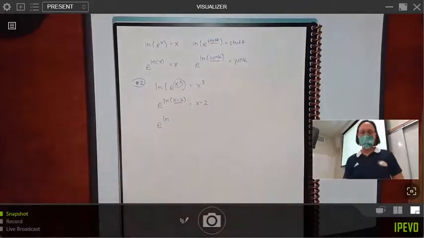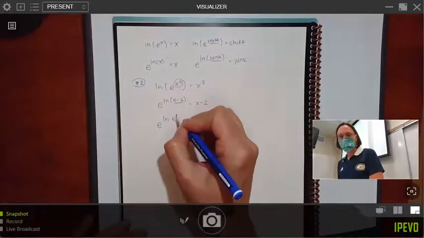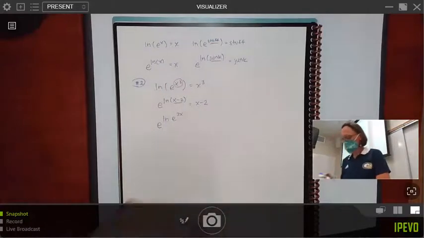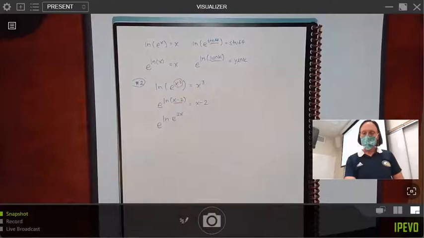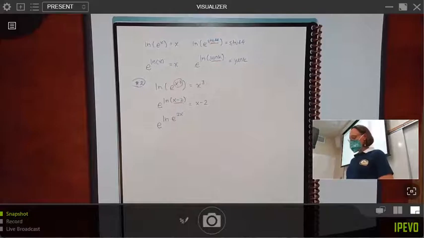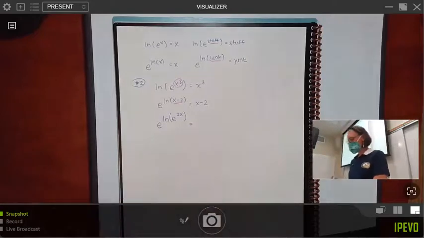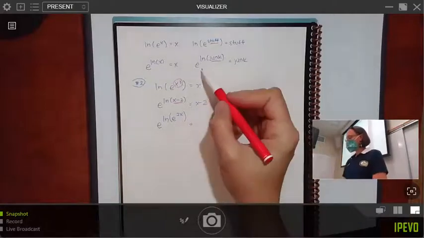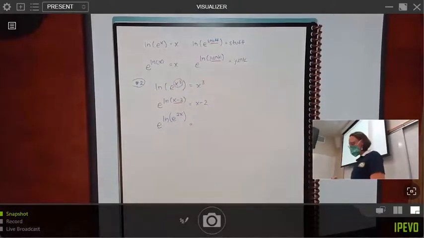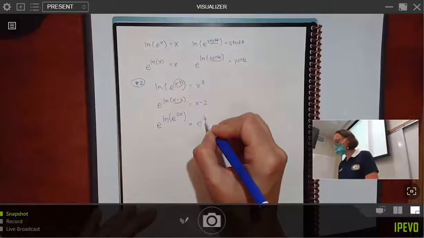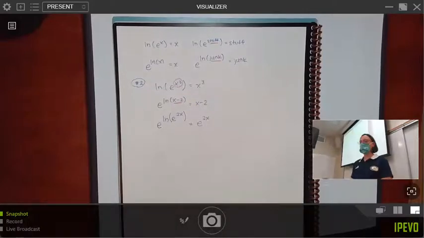e to the ln of e to the x. Well, this guy I didn't add any parentheses to, but I'm going to stick some in right here, because this generally has that form that looks like the second one. Yeah, exactly. It looks like the second one, which means it's just going to spit out e raised to the 2x. And there isn't a way to simplify that. We're done. That's as far as we get.